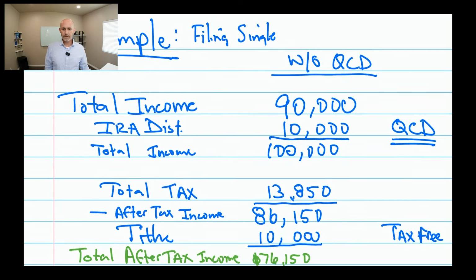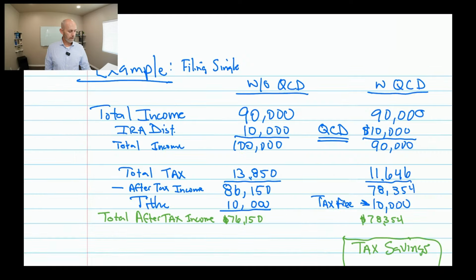So let's look at what that looks like if we utilized a QCD. So again, same thing, $90,000, but now instead of taking the $10,000 from the IRA as just a regular distribution and having to pay ordinary income taxes on it, we utilize a QCD, and this doesn't have to be a lump sum. It can be monthly, quarterly, so keep that in mind. So we utilize the Qualified Charitable Distribution. This goes directly to their church or to their charitable organization.